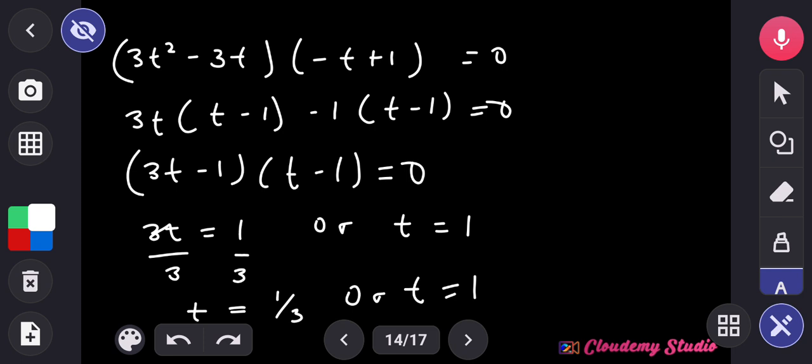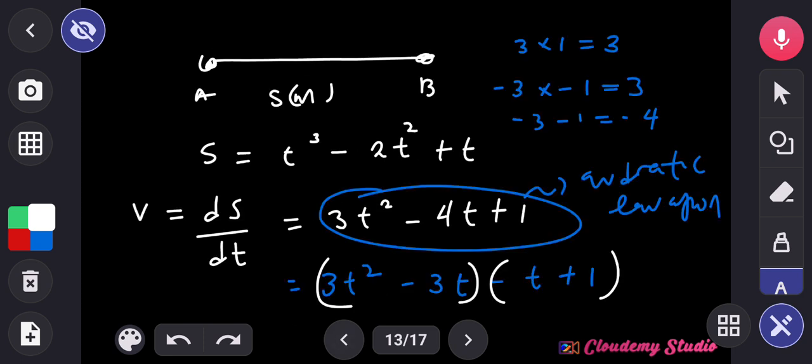You understand? Now here, to calculate the acceleration of the body within these times, I have my velocity. What's my velocity? My velocity is 3t squared minus 4t plus 1, right? My acceleration will be equal to what? My acceleration will be equal to 6t minus 4.